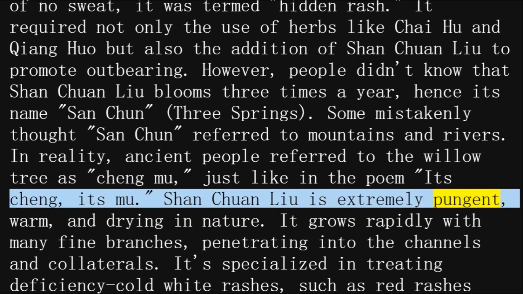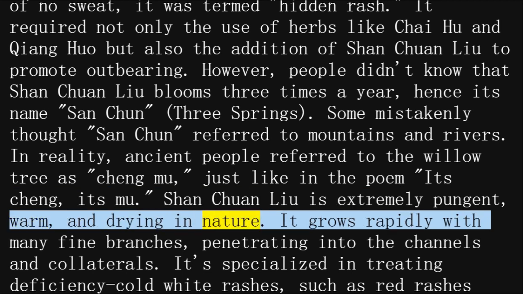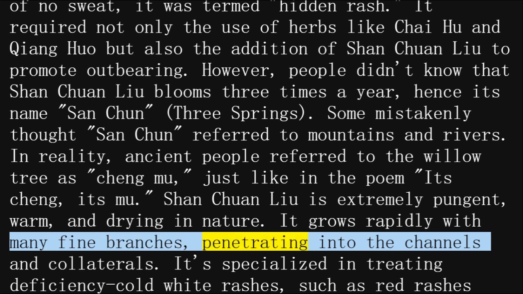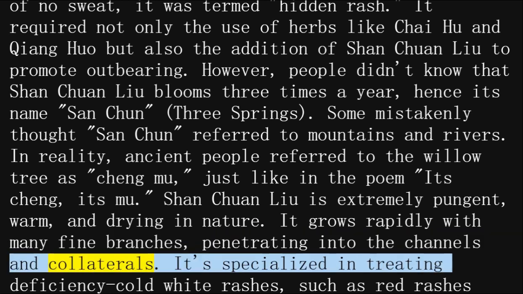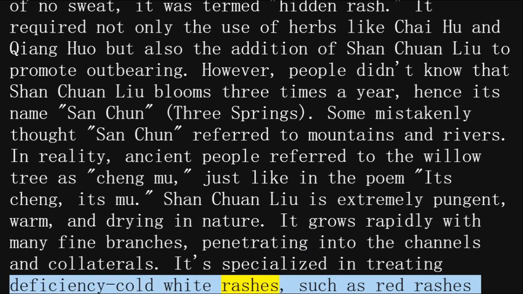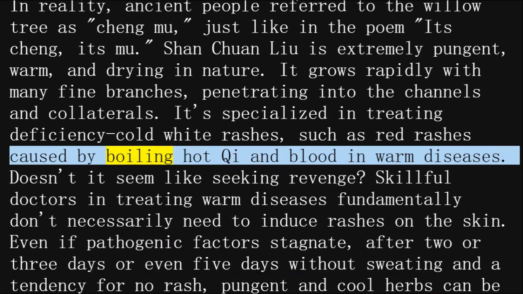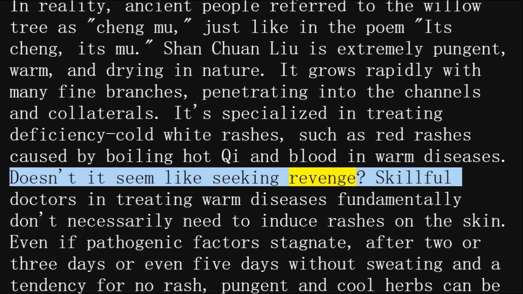Sanchunliu is extremely pungent, warm, and drying in nature. It grows rapidly with many fine branches, penetrating into the channels and collaterals. It's specialized in treating deficiency cold white rashes, such as red rashes caused by boiling hot qi and blood in warm diseases. Doesn't it seem like seeking revenge?